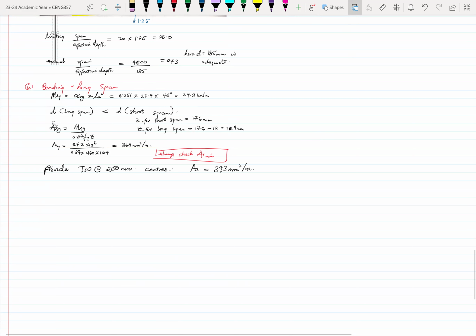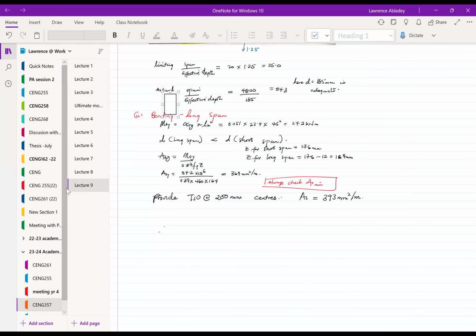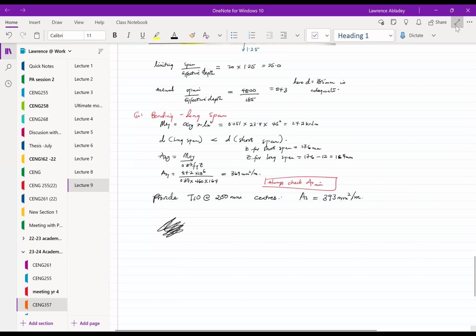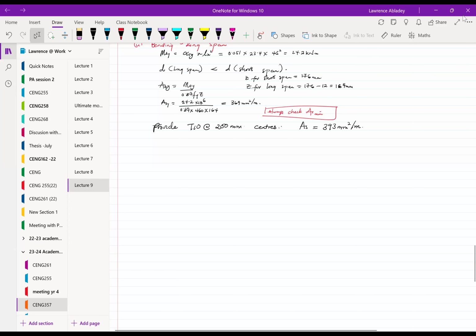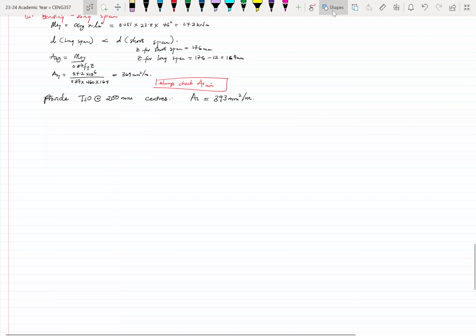No, not here. Why are you drawing over there? Wrong. Wow, this is strange. So let's try and redraw the shape. Hopefully it works this time around.